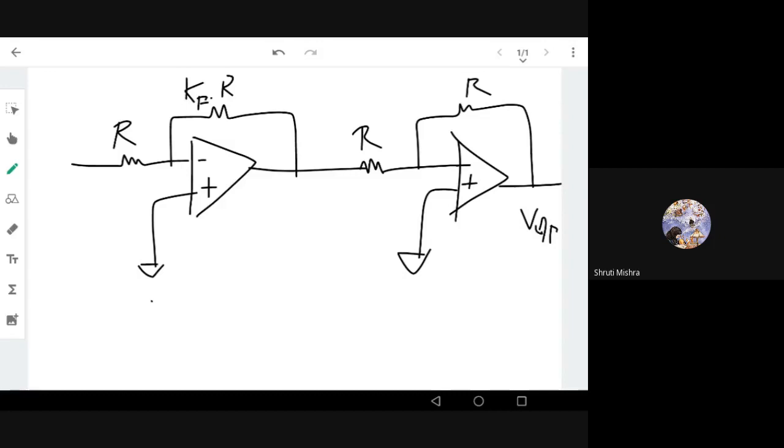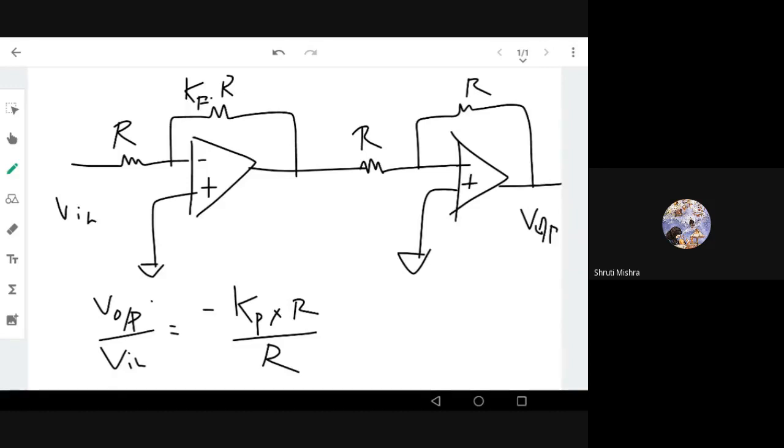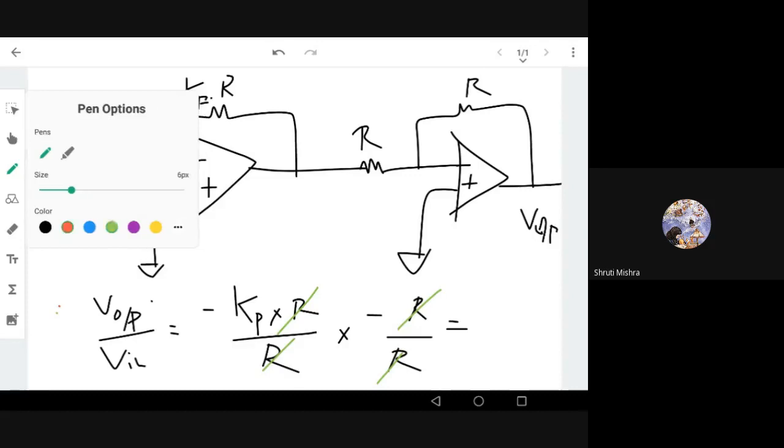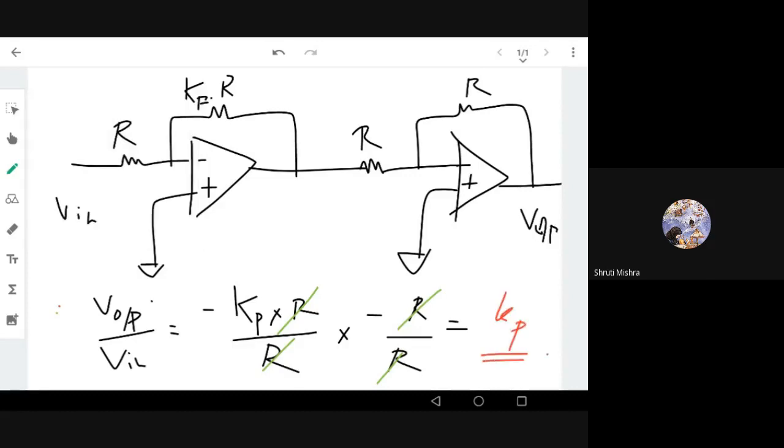Now we can see what is the gain. Now this is V input. Now we know this V output by V input is the multiplication of these two gains. What is the multiplication of these two gains? Kp into R divided by R is the first gain. The second gain is minus R divided by R. So we can see all these R's are common, so this is cut, this is cut. We'll get minus of minus Kp, we'll get positive Kp. Okay, so this is a simple circuit for proportional gain.